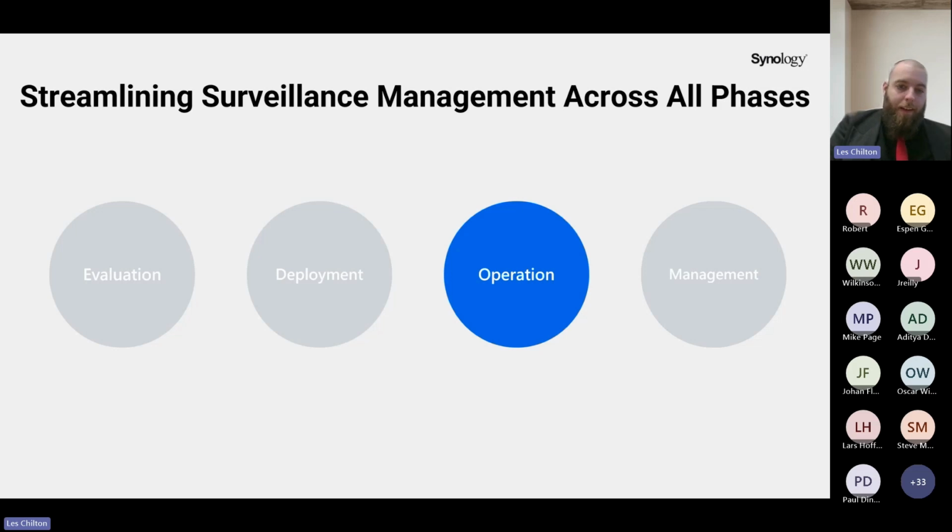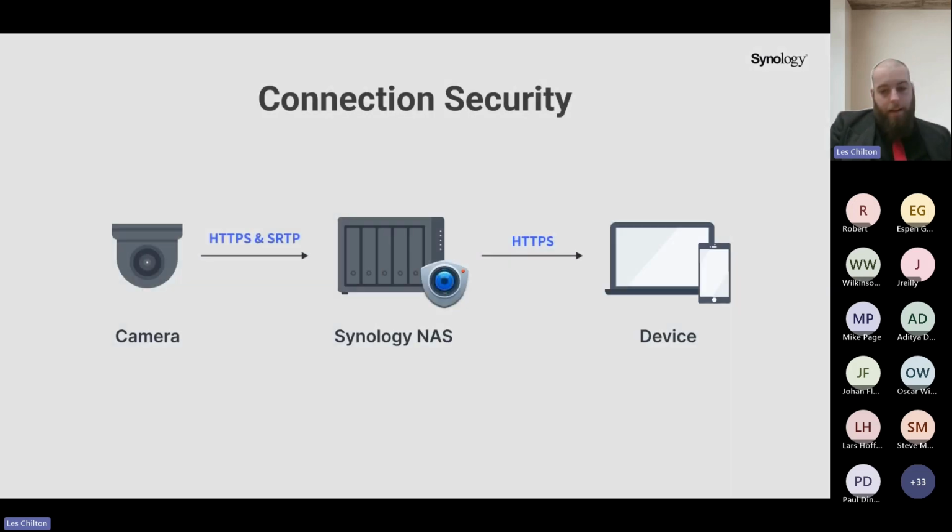On the operation side of things, we were worried about increased vulnerabilities. Now, as long as the camera supports HTTPS and SRTP, then we can support encrypted connections between the camera and the NAS itself, meaning that you can't intercept the footage anywhere along the line. And then, of course, connections from the Synology NAS to your device, whether it's one of our visual stations, whether it's a mobile or physical PC device, that is HTTPS encrypted.